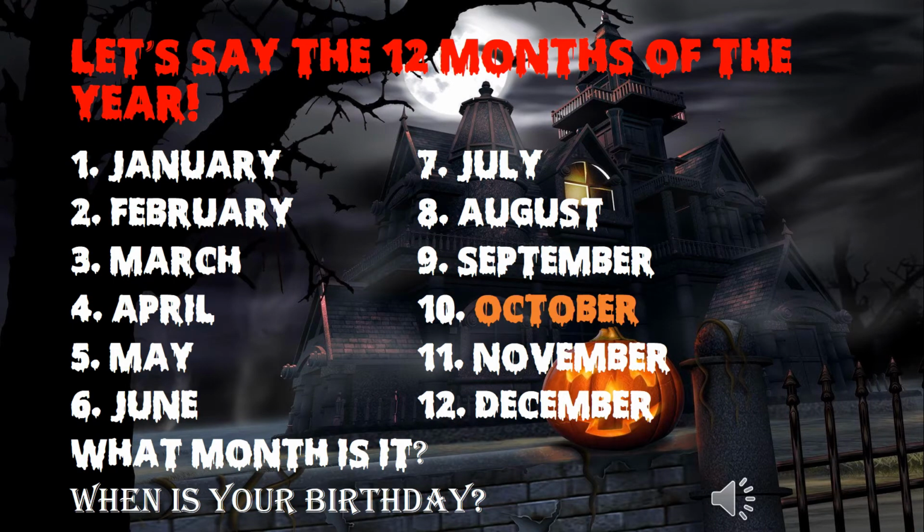Slide 7. Go over the months of the year. Let's say the 12 months of the year. January, February, March, April, May, June, July, August, September, October, November, December. Again, get your students to say the months. Then ask, what month is it? They should say, it's October. Then ask, when is your birthday? They should say, my birthday is in February, or it's in February, or it's on February 21st.